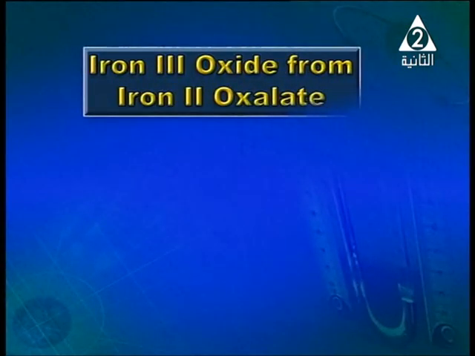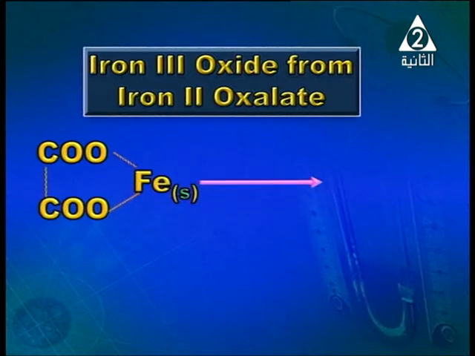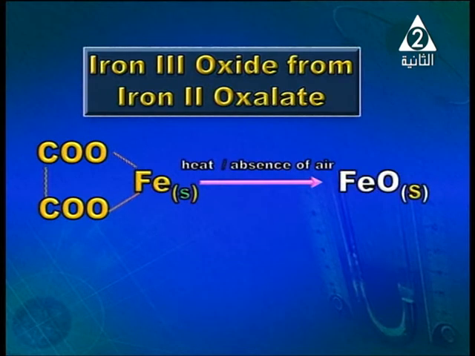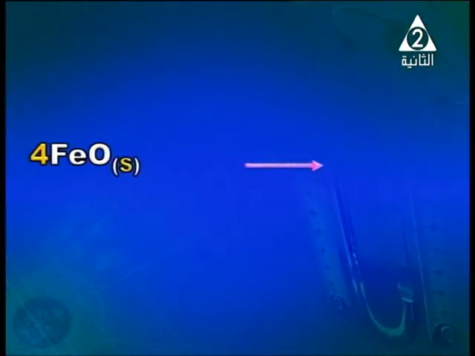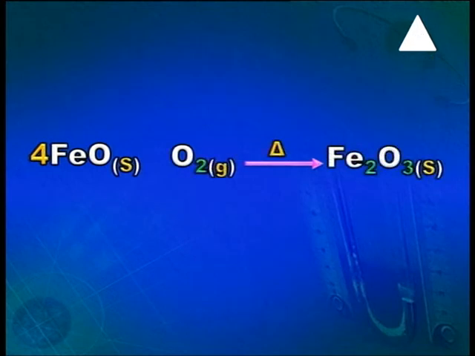Another one, iron 3 oxide from iron 2 oxalate. By heating iron 2 oxalate in absence of air, it decomposes into iron 2 oxide FeO plus carbon monoxide with carbon dioxide gas. Then the FeO, iron 2 oxide we have obtained, can be oxidized to produce Fe2O3, iron 3 oxide.